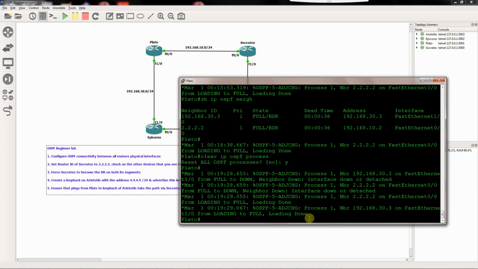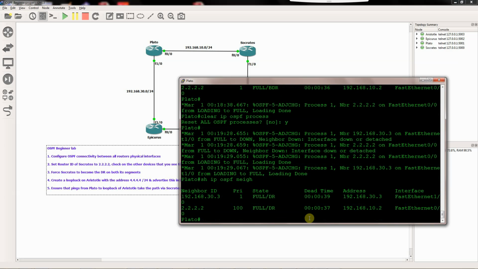Okay, so we can see very, very quickly that the neighbour relationships have come back up. So if we go back to, okay, you can now see that 2.2.2.2 has become the DR, or in other words, Socrates has become the DR.